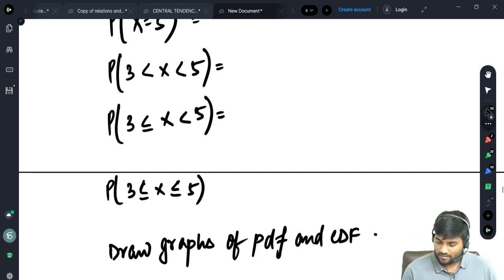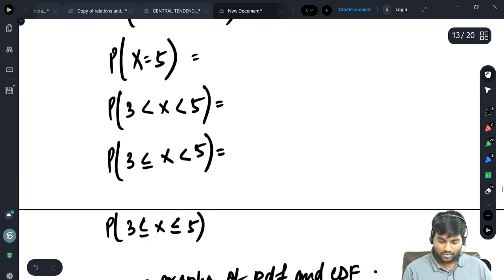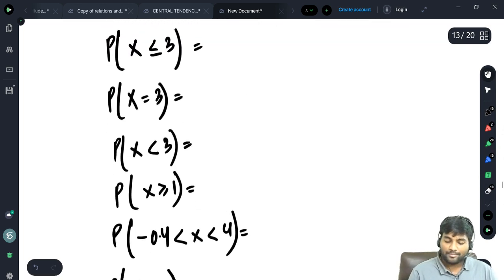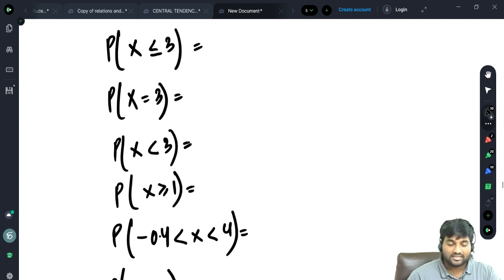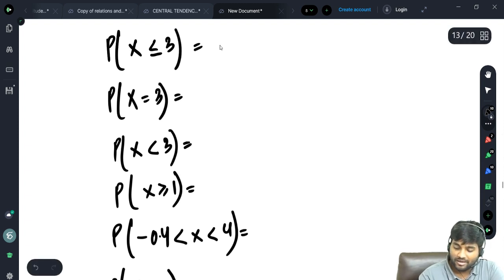Okay. So probability X is less than equal to 3. Please type your answers in the chat box. I want to see. Yes, we already have some answers. X is less than equal to 3 is what? 3/4.